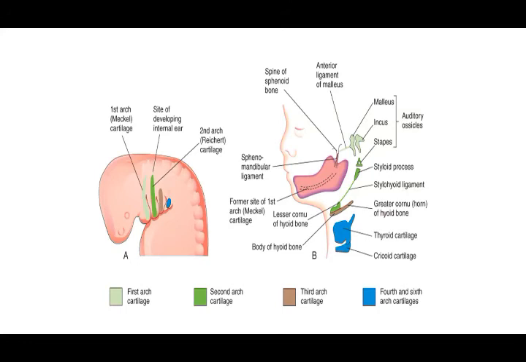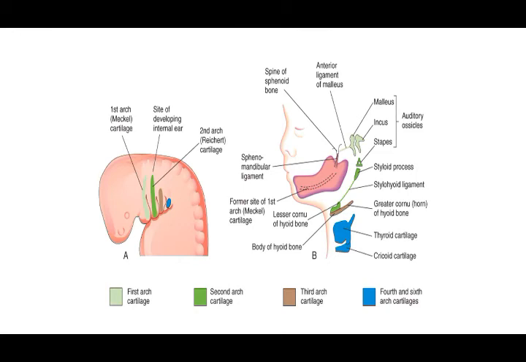And the upper part, that is the maxilla, is going to be formed from this first arch, the maxillary portion, and that is intramembranous. The bones that are going to form are your zygomatic bone, your maxilla, your temporal bone, all that is first arch.